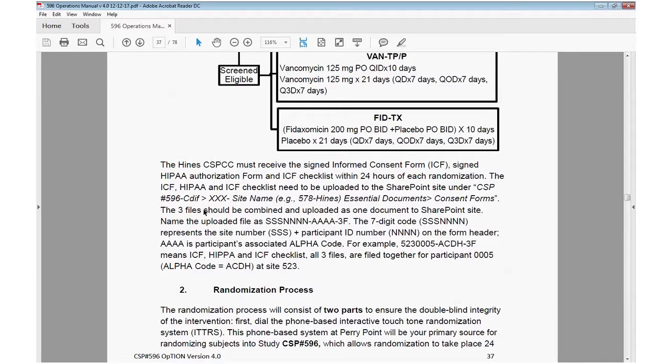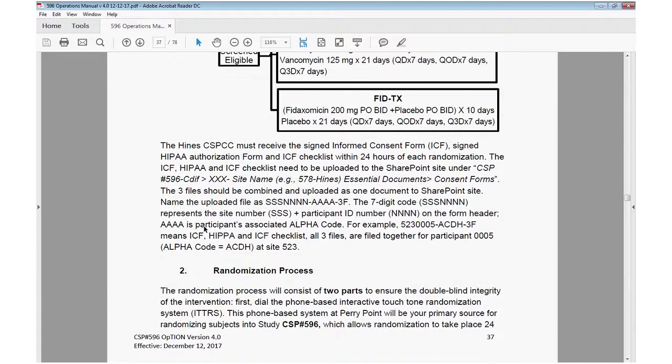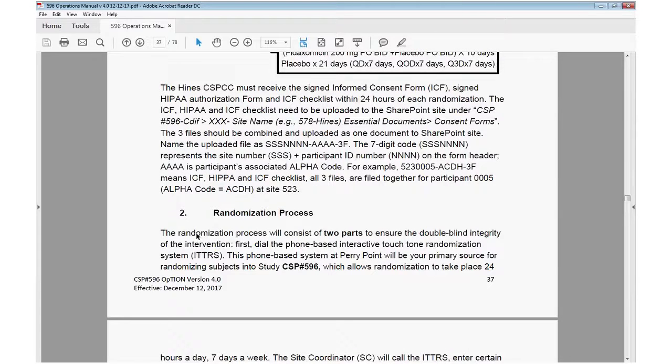The Heinz CSP must receive the signed informed consent, signed HIPAA authorization form, and ICF checklist within 24 hours of each randomization. The ICF, HIPAA, and ICF checklist must be uploaded to the SharePoint site under the listed directory. The 3 files should be combined and uploaded as one document to the SharePoint site. And you'll use the following naming convention.